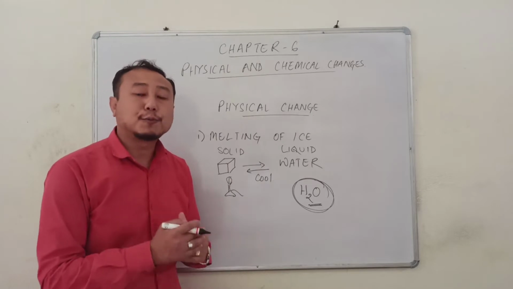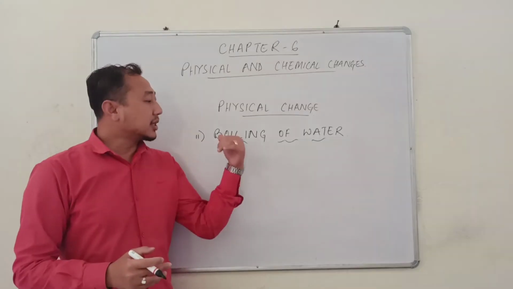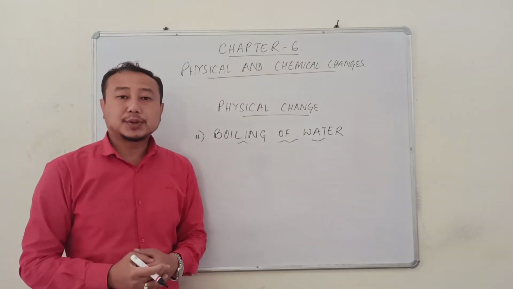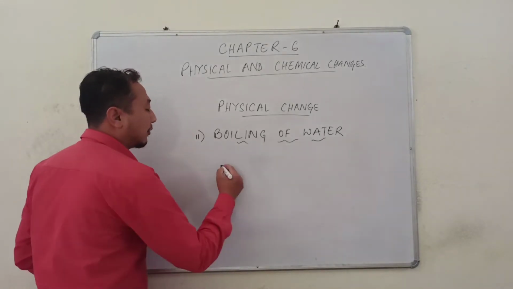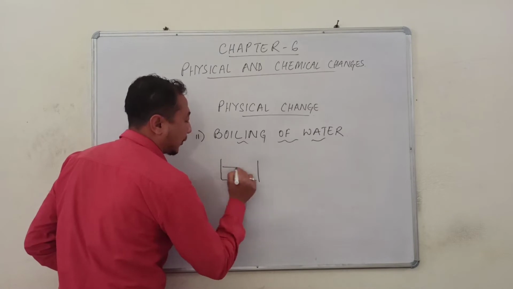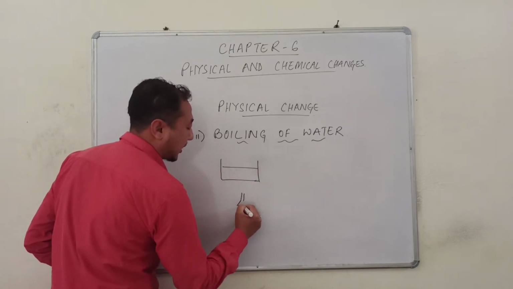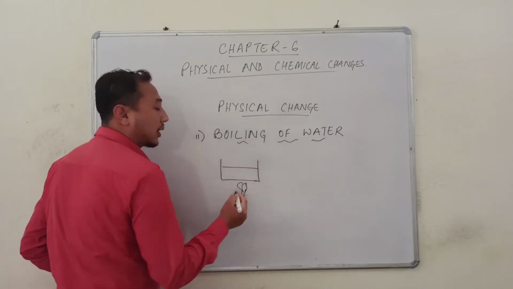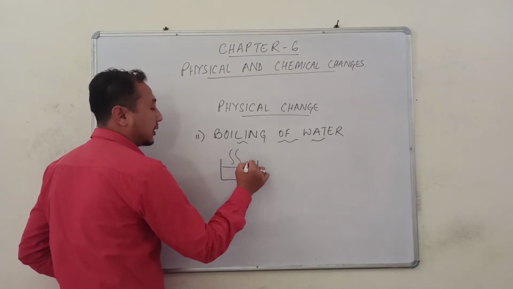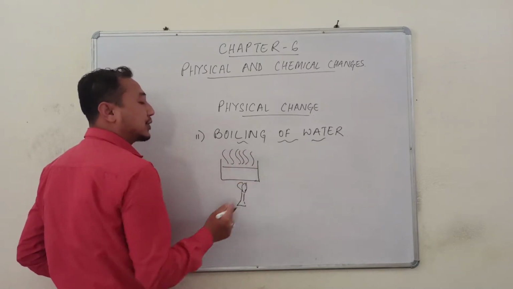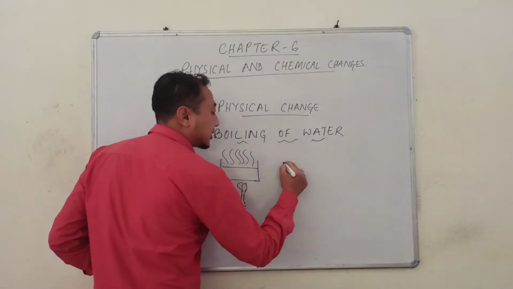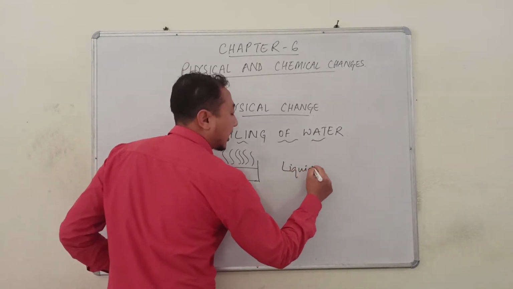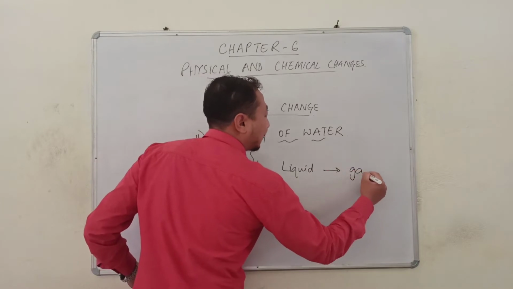Now let us take up one more example. The next example is also a common process that we see in our day-to-day life. In the process of boiling of water, if we take some amount of water in a container and apply heat energy, the water will start boiling and it will get converted into steam, which is the gaseous form of water. So here, the water which is in the liquid form is converted to the gaseous form.